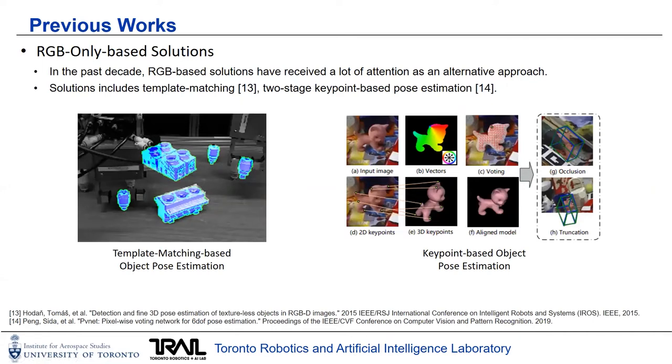In the past few years, a lot of researchers have been working on object pose estimation using RGB images only. In the literature, there are different directions. For example, in this work they use a template matching approach to estimate the object pose from individual frames. That's one direction. Another direction is a two-stage approach. They leverage a network to predict keypoints for the input images. And as long as we have multiple keypoints associated with the model, we can perform a model-based approach, for example PnP, to estimate the object pose. That's what people normally do with single view RGB-based approaches.